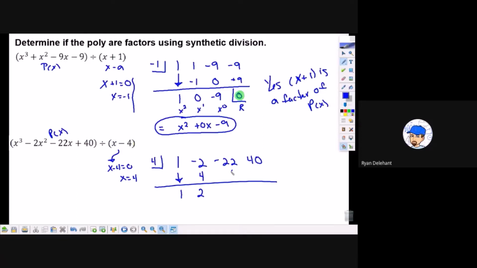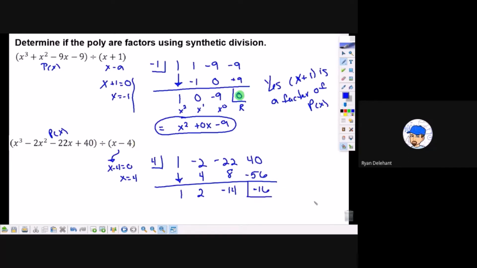2 times 4 is 8. Add -14. -14 times 4 is 56, and it's negative, right? And then when we add these, we get -16. And we run out of space, so we're done.